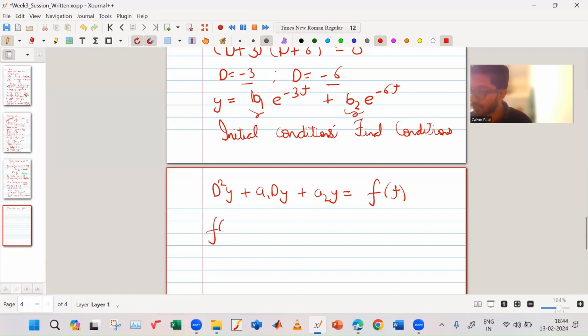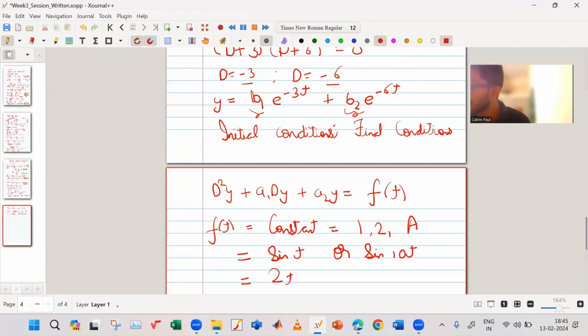So a function of t could be a constant. It could be a constant value of 1 or 2 or some constant value. A function of t could also be sine t or sine of 10t. It could also be 2t square, etc. So this f of t is some function.